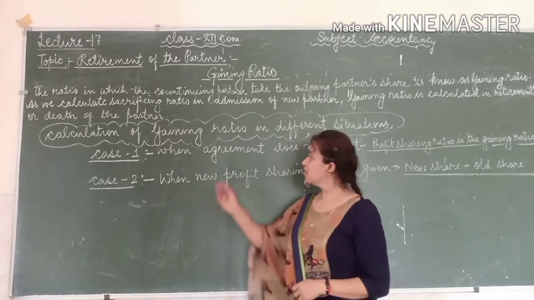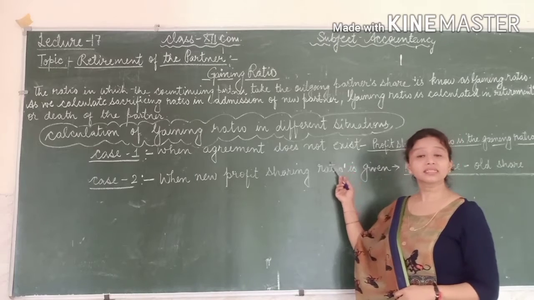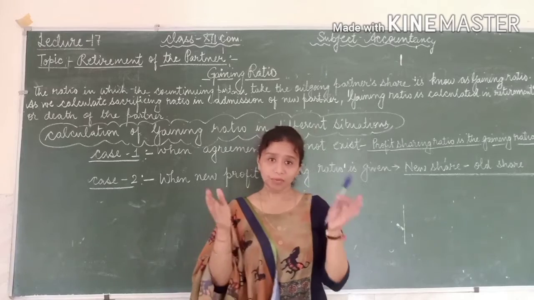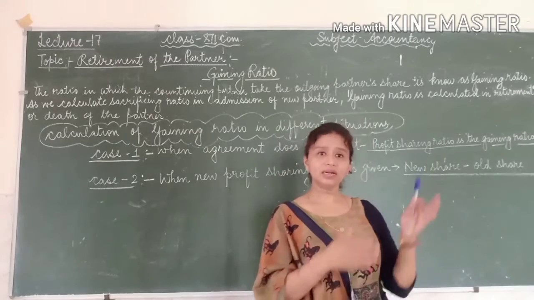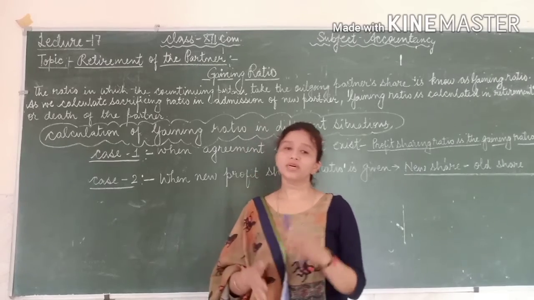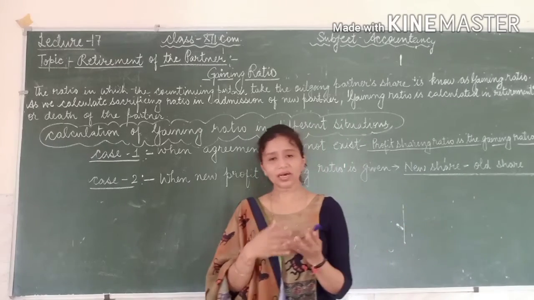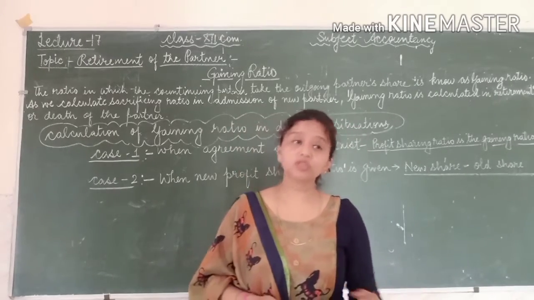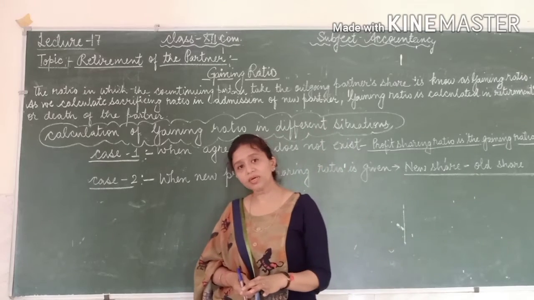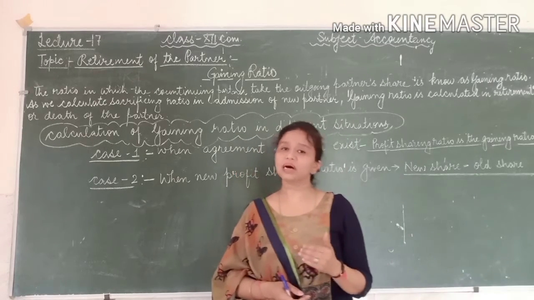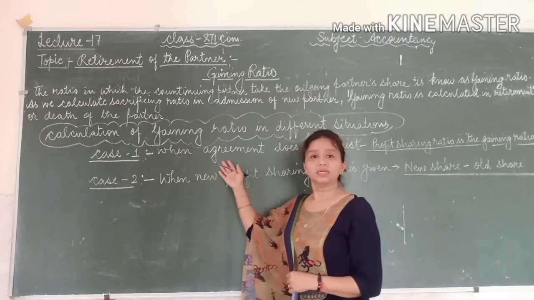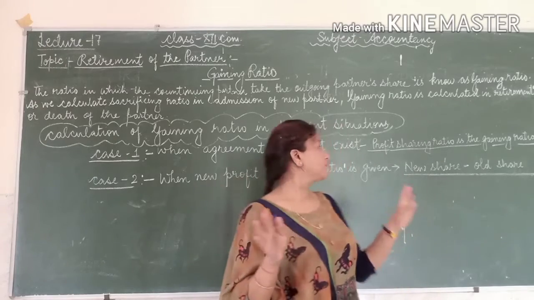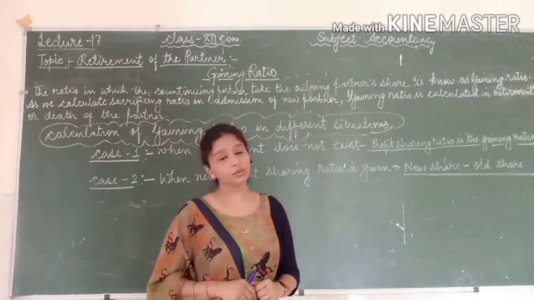The first one is when an agreement does not exist. In a partnership, most of the time there is a written deed prepared by the partners, covering the profit sharing ratio, the salary, how the work will be done, and all such things. But if the partnership deed is silent and nothing is given about the gaining ratio, how will you calculate it?